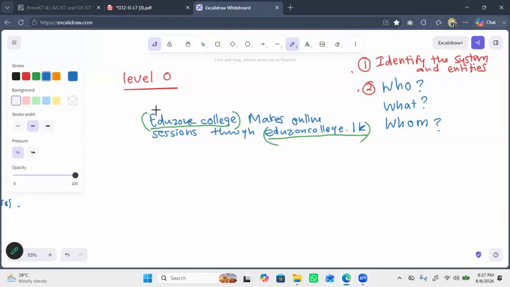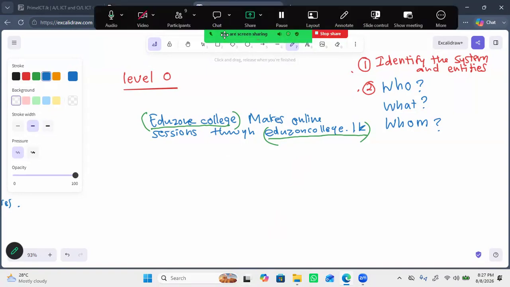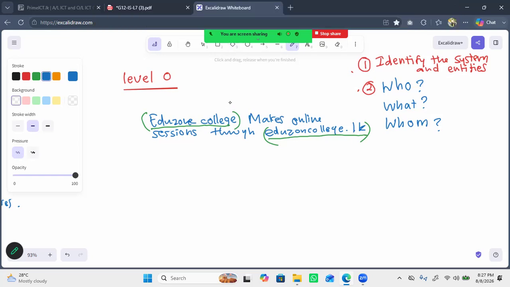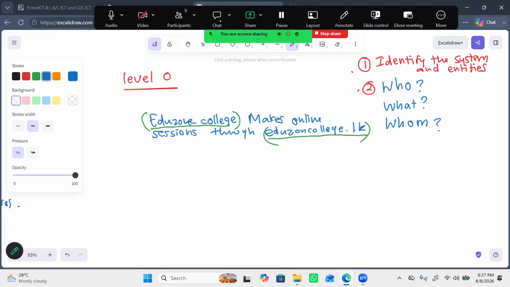What is the system? Eduzone College or EduzoneCollege.lk? Anyone can tell me? Get the opportunity and just try it out. What's the business organization? Now it's a little bit easy, I gave a small hint. One is an organization, one is the system. What is the system?